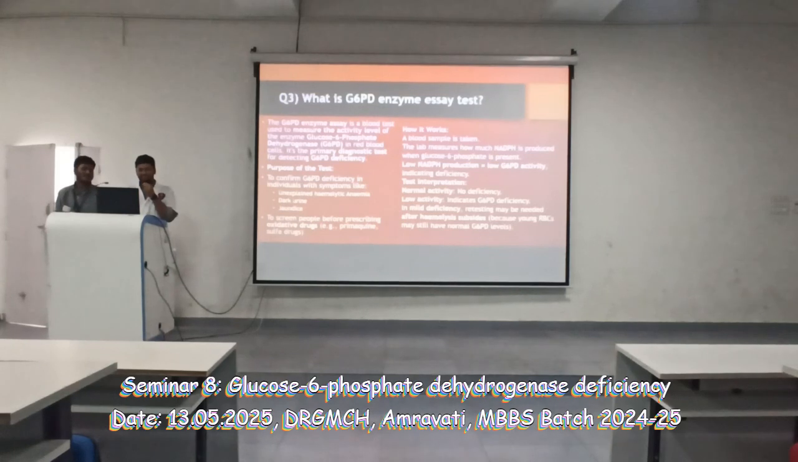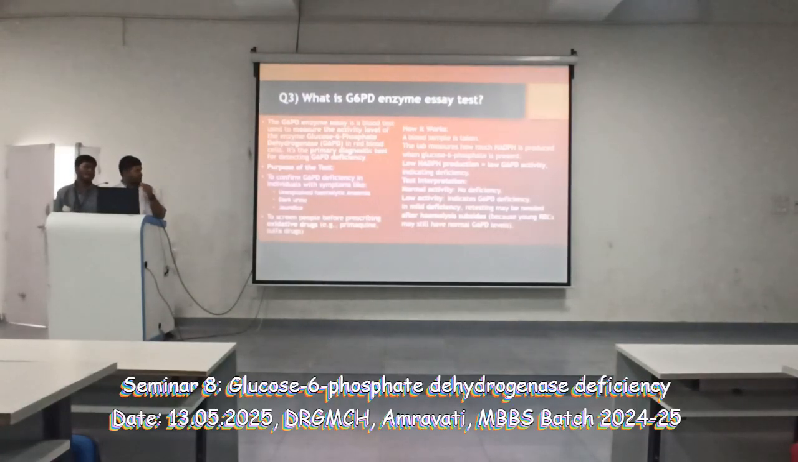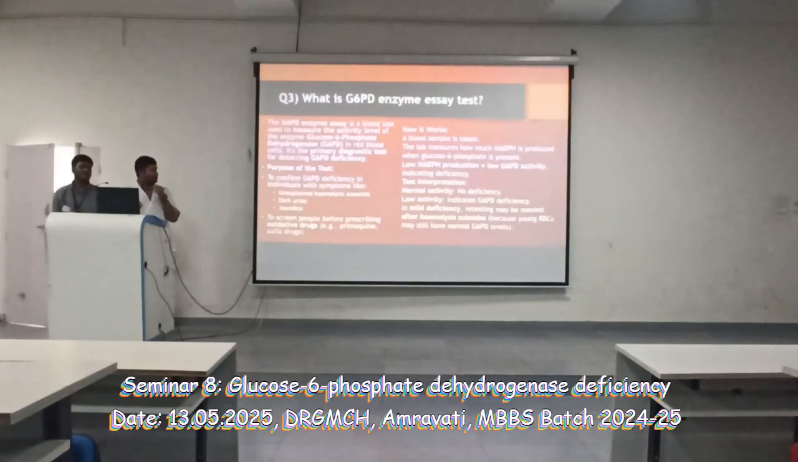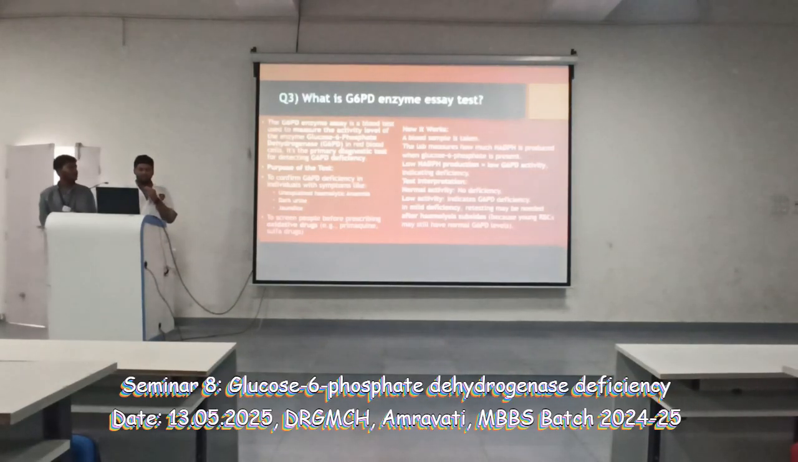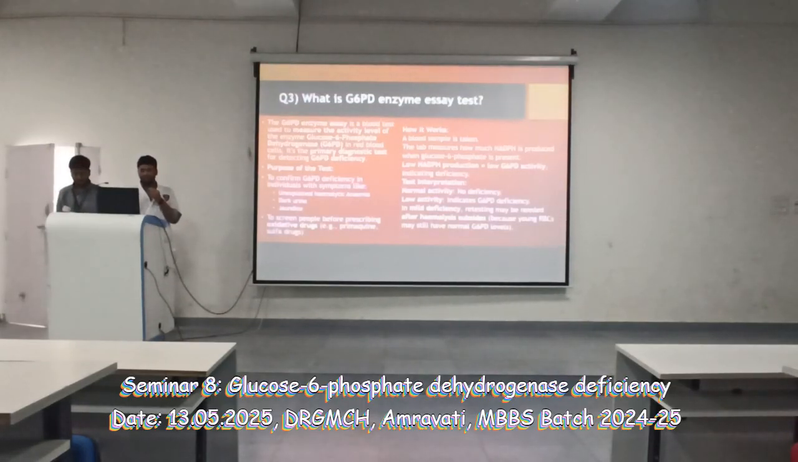So, anyways, the G6PD enzyme assay is a blood test used to measure the activity level of the enzyme G6PD in the red blood cells. It is the primary diagnostic test for detecting G6PD deficiency. What is the purpose of the test? To confirm G6PD deficiency in individuals with symptoms like unexplained hemolytic anemia, dark urine, and jaundice. To screen people before prescribing oxidative drugs, for example primaquine, which is an anti-malarial, and sulfonamides, which are antibiotics.